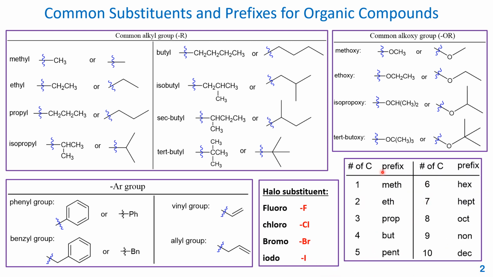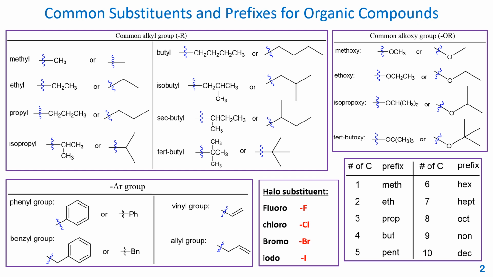Then we'll talk about prefixes based on the number of carbons in the parent hydrocarbon. If it's just one carbon, meth. 2 carbons, eth. 3 carbons, prop. 4 carbons, but. 5 carbons, pent. 6 carbons, hex. 7 carbons, hept. 8 carbons, oct. 9 carbons, non. 10 carbons, dec. Okay, that's the normal. Of course, you could have more carbons, then the prefix will be more. But I just give you the most common prefixes.